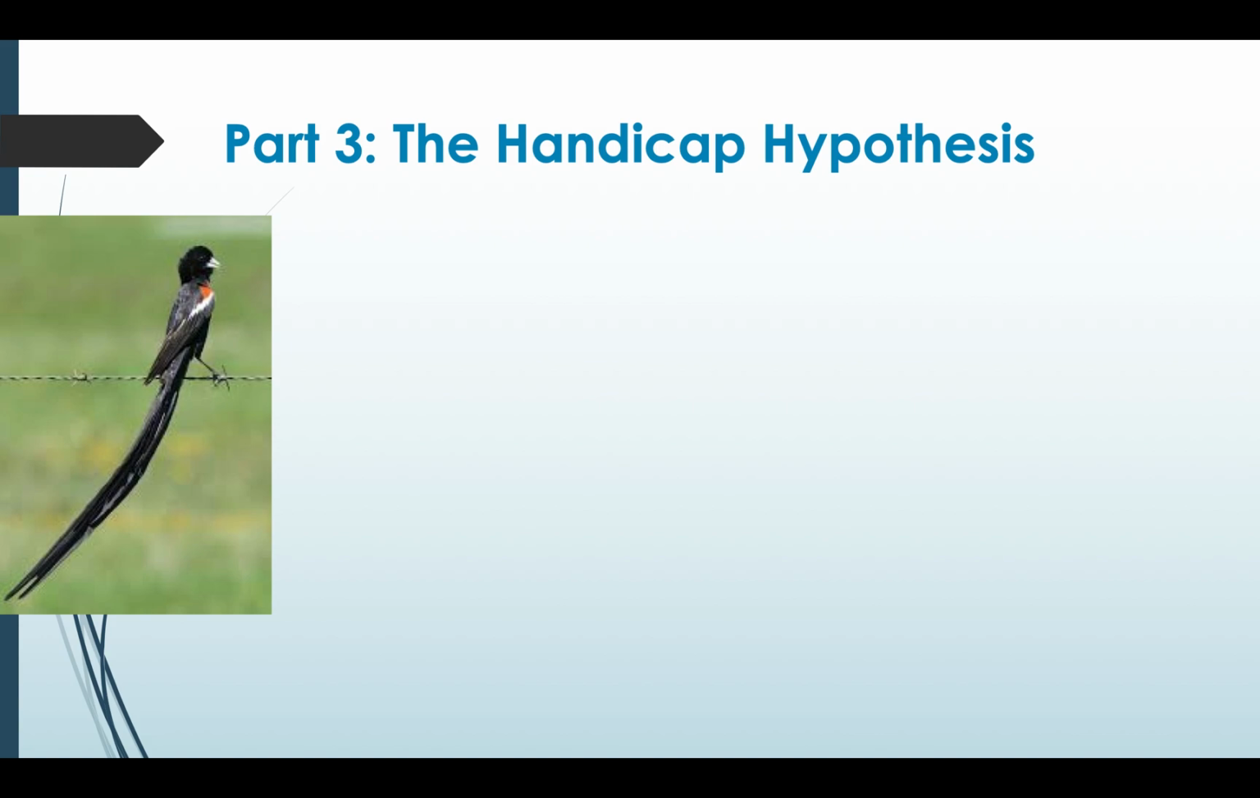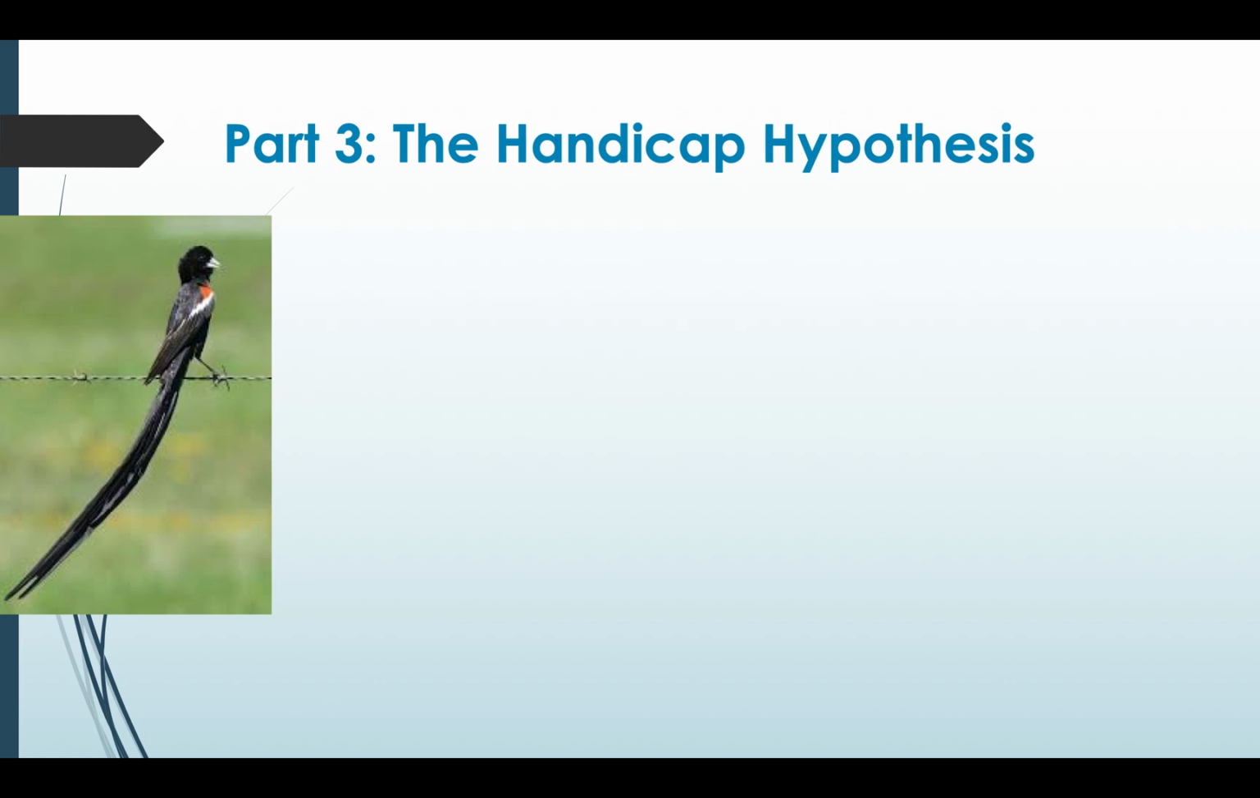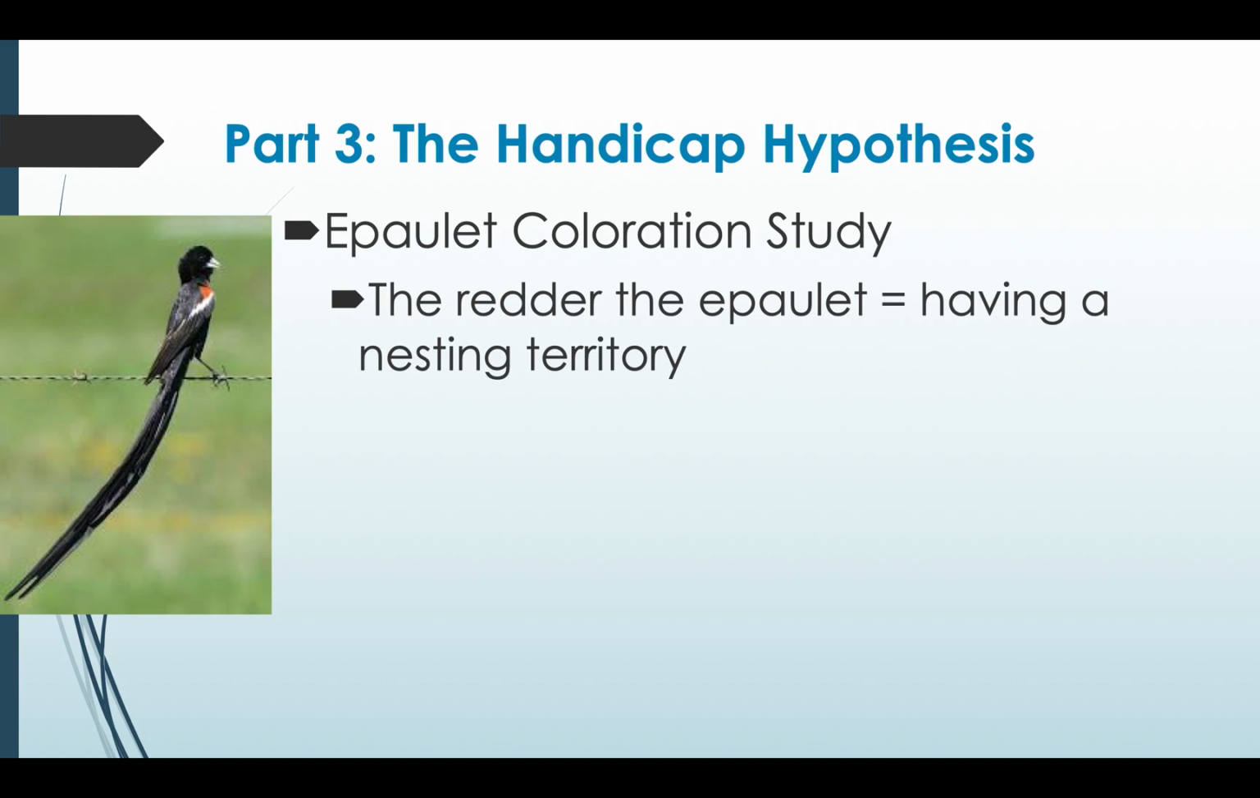So it goes over what they call a handicap hypothesis. In terms of what we've been discussing, this proposes that females can assess the quality of a male based on their ability to survive despite those bright colors. Okay, so what does that actually mean? They focused on this in 3 different segments, in 3 different studies.